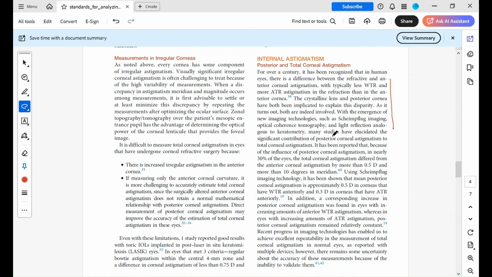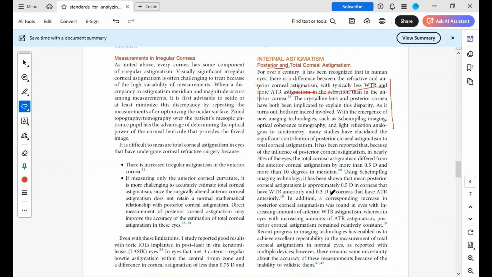We know that in JCRS 2011, Douglas Koch published a study which showed that if you are not taking into account posterior corneal astigmatism, either measuring it or theoretically accounting for it with the toric calculators, many calculators today take into account the posterior corneal astigmatism. So if you're not taking care of it, you are actually overcorrecting with the rule astigmatism and undercorrecting against the rule astigmatism.